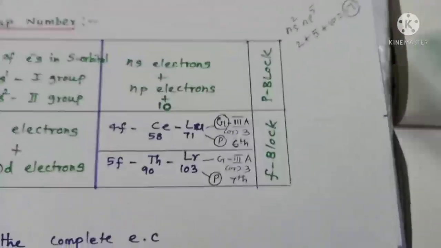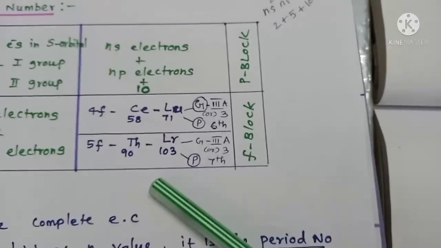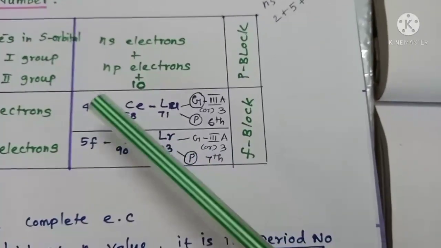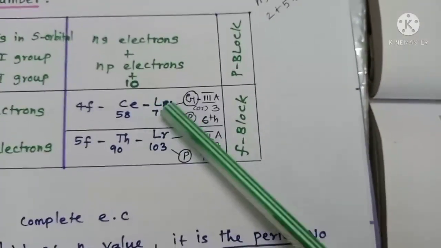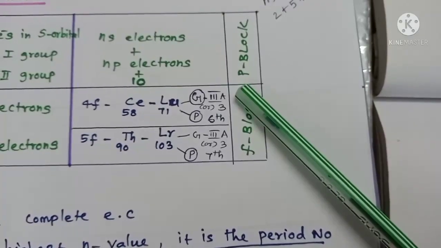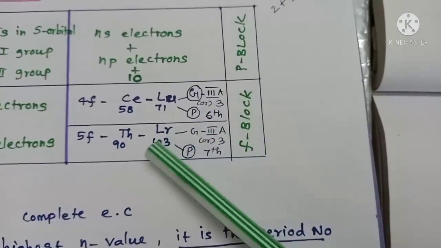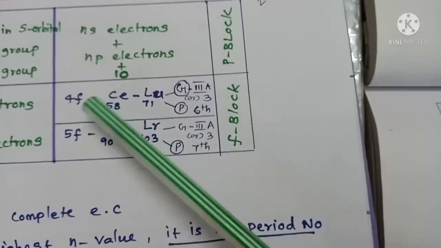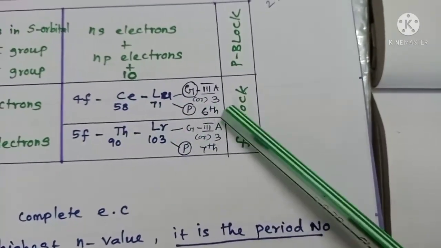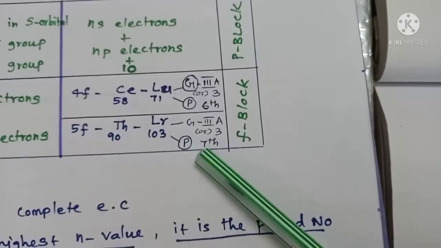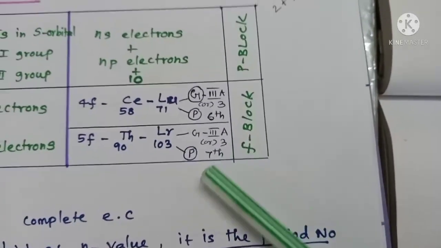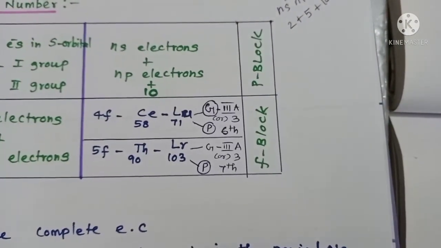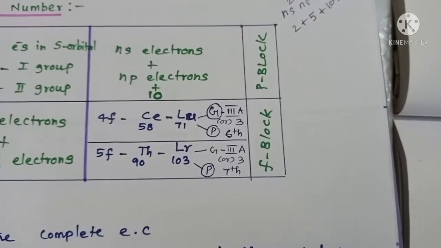So we have a common group number with different period numbers for the 4f and 5f block elements. The 4f block elements, cerium to lutetium, have group number 3 or Roman numeral 3A. The 5f block has the same group number 3 or 3A. Whereas the period number for the 4f block lanthanides is 6, and for the actinides it is 7. So this is a very simple way to find the period and group number for elements whose atomic number is given. Thank you.